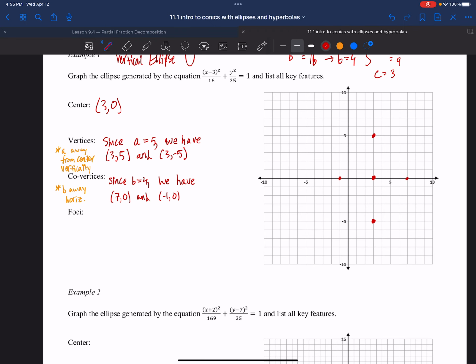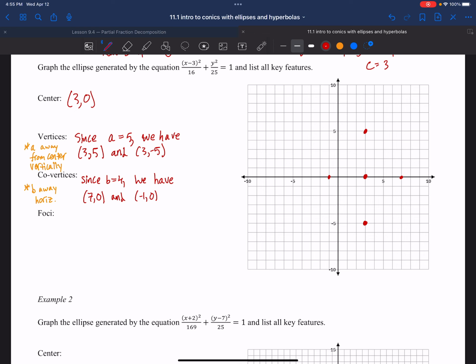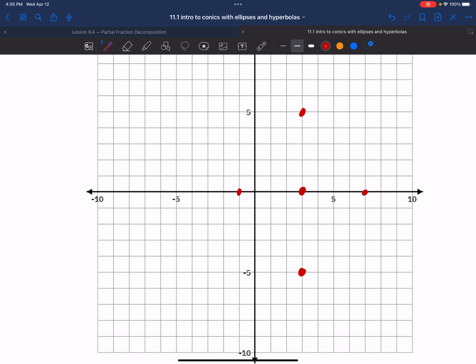And now that I have those points, I can sketch the ellipse. We're going to put the foci here, but this is your criteria for an ellipse. You just need all the vertices.